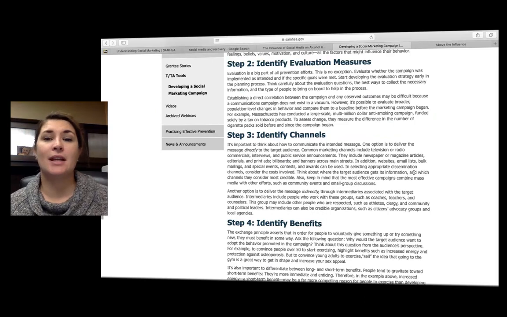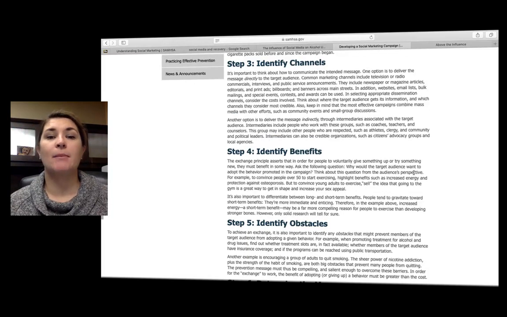We need to identify evaluation measures. So this is a big part of prevention efforts, evaluating whether the campaign that's implemented is going to provide us the outcomes for our specific goals. So then how will we get this information, the intended messages, to our audience? Are we going to give it to them directly, or is it going to be indirect? Magazine articles, billboards, social media. We've got to determine that.